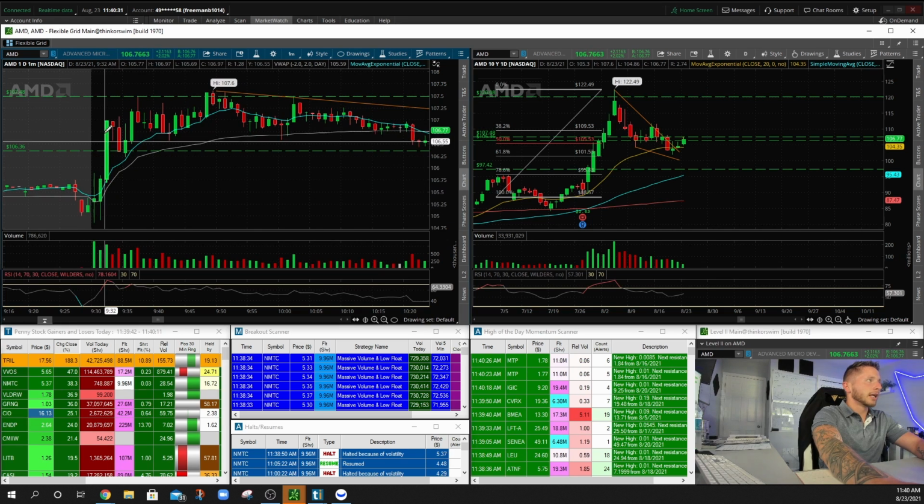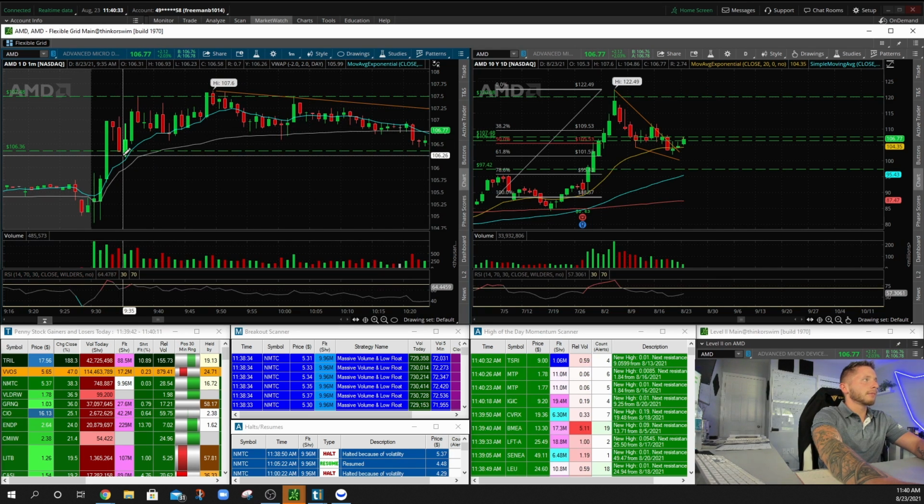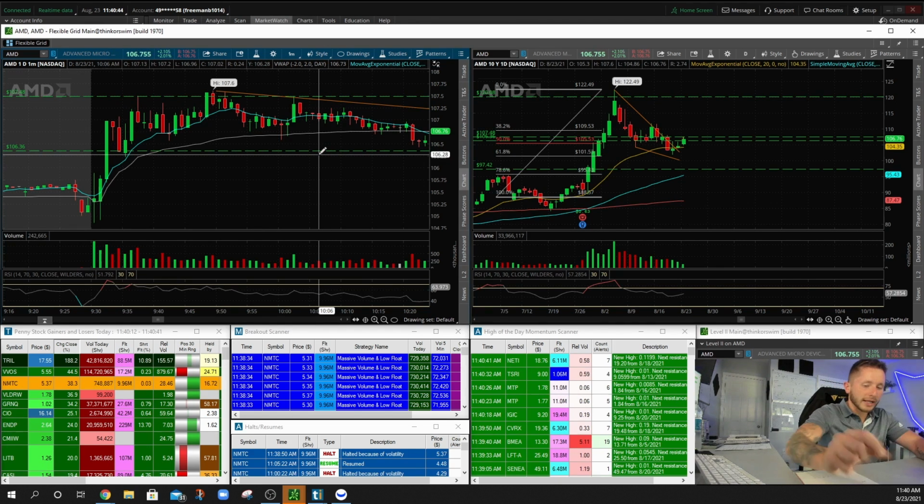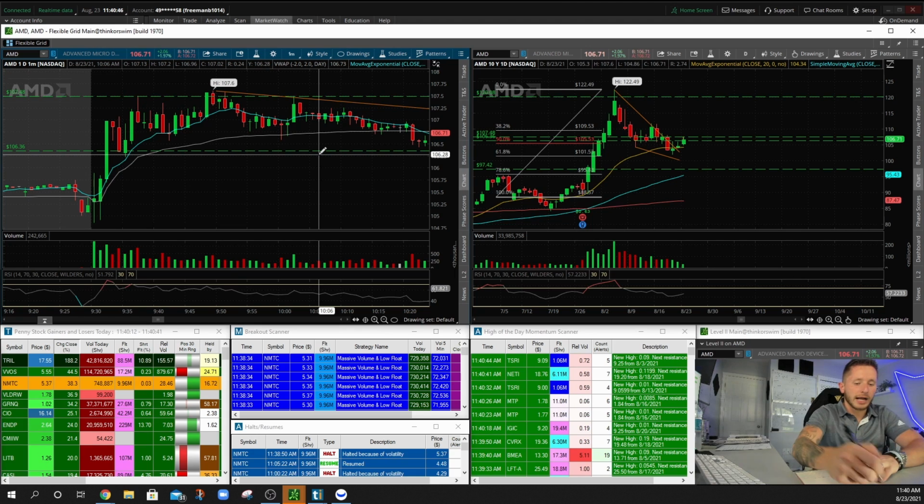But you can see how it ripped, pulled back for the first time, nail an entry, ripped, pulled back the second time. You could have made your entry for the leg up. Third pullback, it cracks and it starts trending lower. So again, if you're writing stuff down, which you should be, 9 EMA, right?